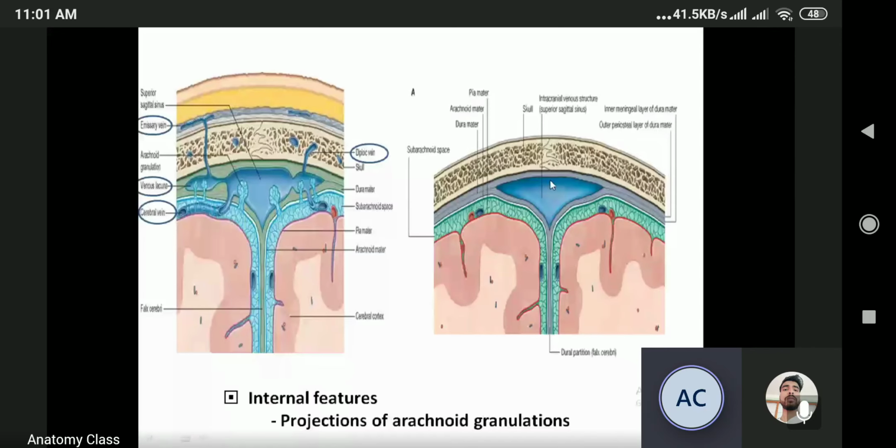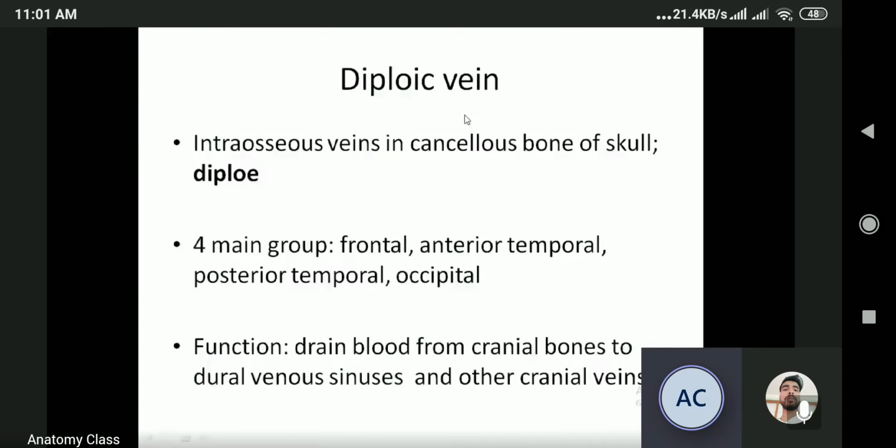To know some detail about the diploic vein: a diploic vein is an intraosseous vein present within the cancellous bone of the skull. This cancellous part of the skull is known as diploe, and the vein which drains this diploe is known as the diploic vein. There are in total four main diploic veins: the frontal diploic vein, anterior temporal diploic vein, posterior temporal diploic vein, and occipital diploic vein.